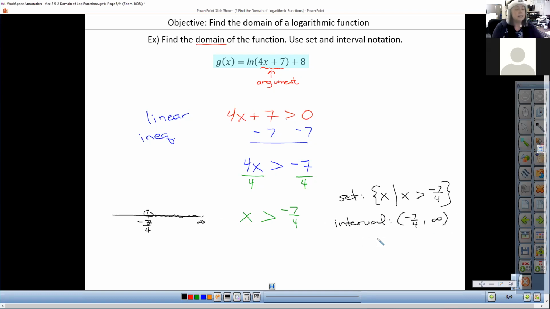This example also serves to show that your value, like your negative 7/4, can be a negative number. It can be a fraction. So you can have any number here in a linear inequality, any real number in a linear inequality. And just so long as you've verified your algebra is correct, it's good to go.